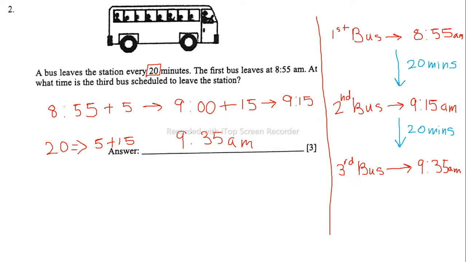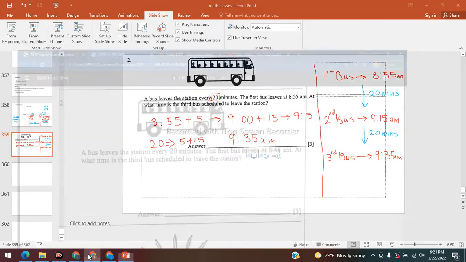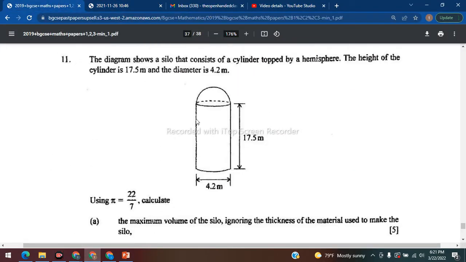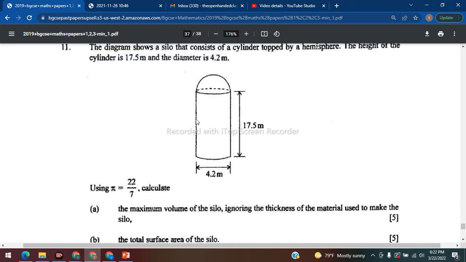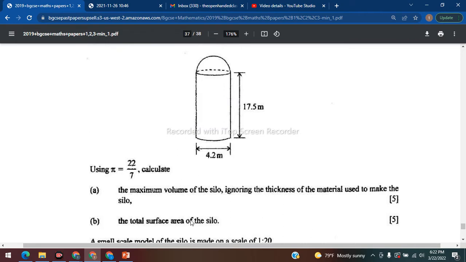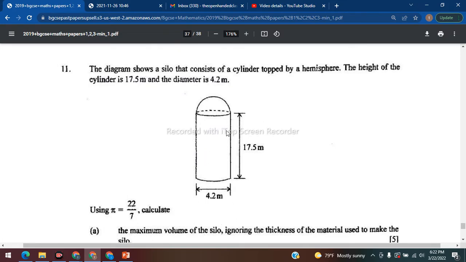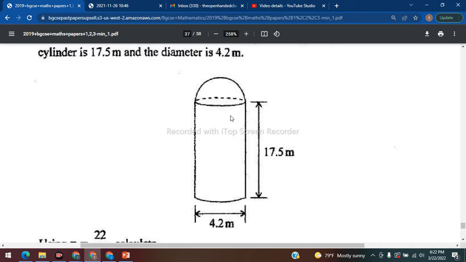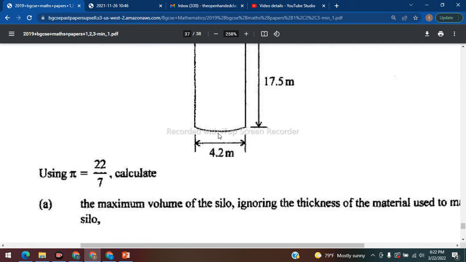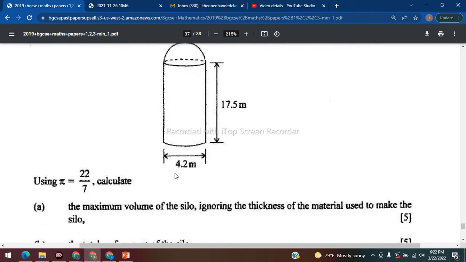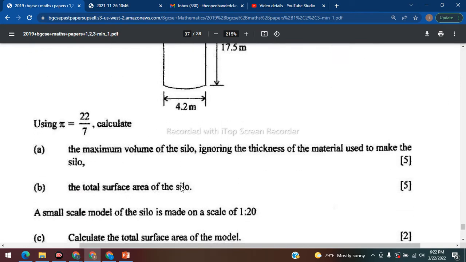All right, so let's begin. Let's move on to this one. This is number 11. Here we're trying to find the total surface area. They give us this shape, which is made up of two shapes, a cylinder and a sphere. Yesterday we found the volume of this shape. Now today they want us to figure out the total surface area of this shape.